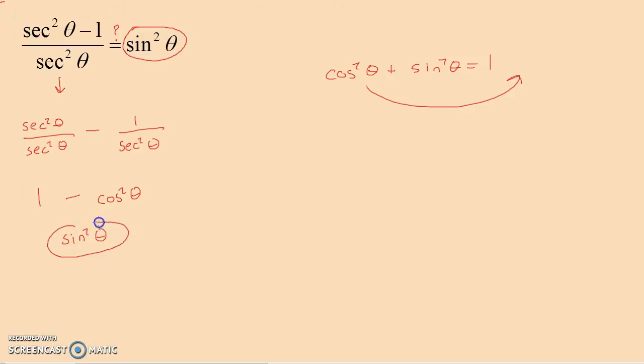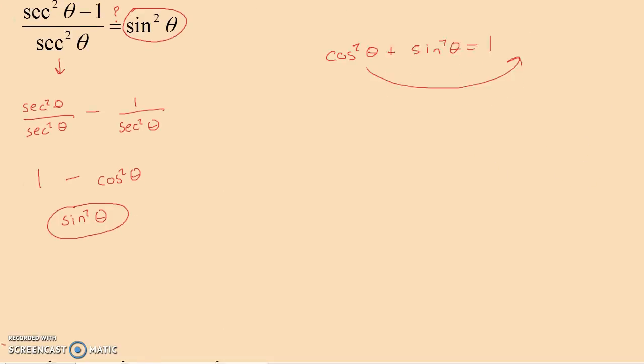So I was able to work the left side using my rules, my identities, and I was able to conclude that this crazy secant squared minus 1 divided by secant squared is in fact nothing more than sine squared. Pretty easy, actually.